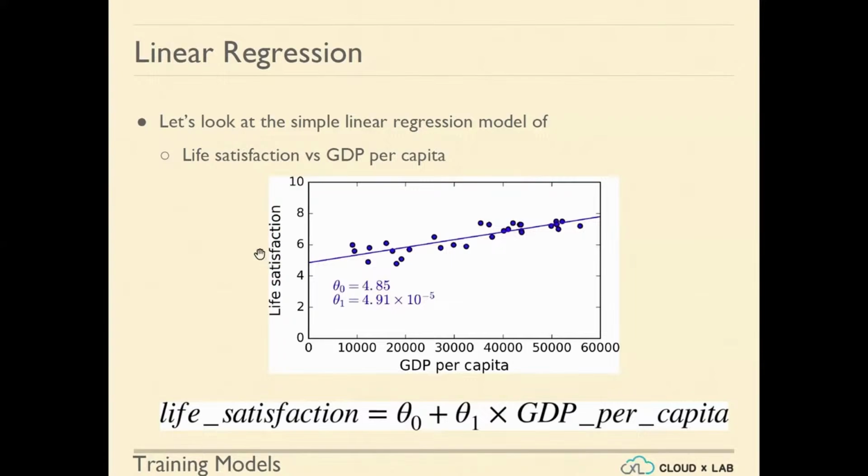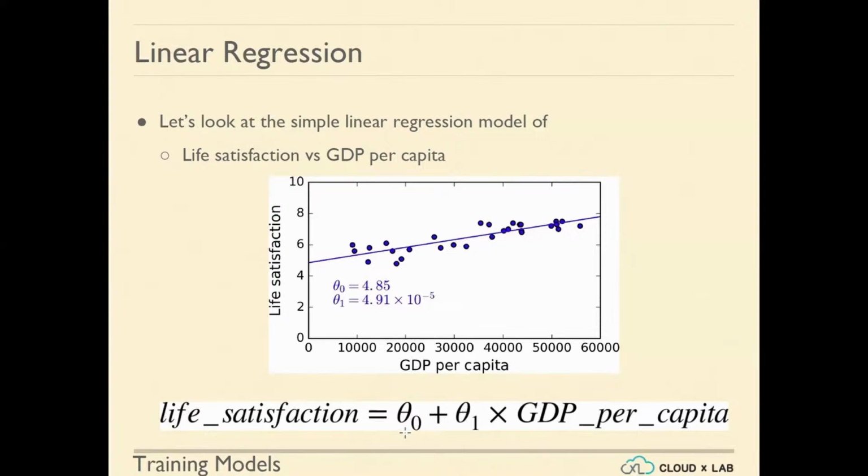Since we are using linear regression and we only have one feature, we will use a line. And what is the equation of a line? y = mx + c. This equation looks like the equation of a line, where life satisfaction you can think of as y, GDP per capita as x, theta 1 as m, and theta 0 as c. So y = mx + c.